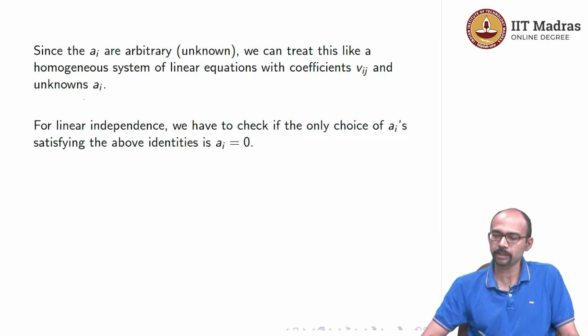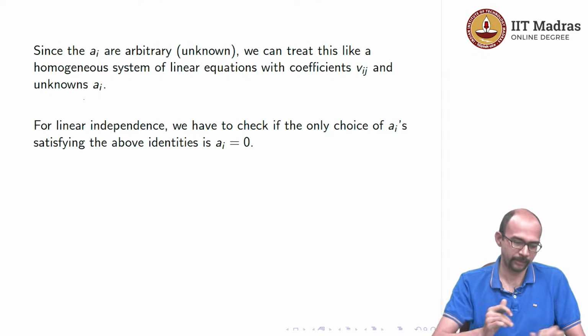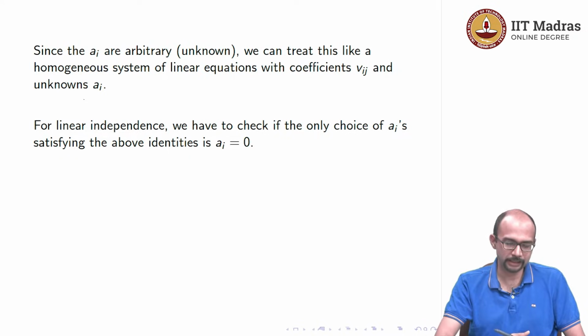For linear independence, we have to check if the only choice of ai satisfying the above equations is ai equals 0 for all i. So, ai is 0 for each i. Remember, when we study linear independence, we are not really interested in asking what coefficients give you the linear combination 0.